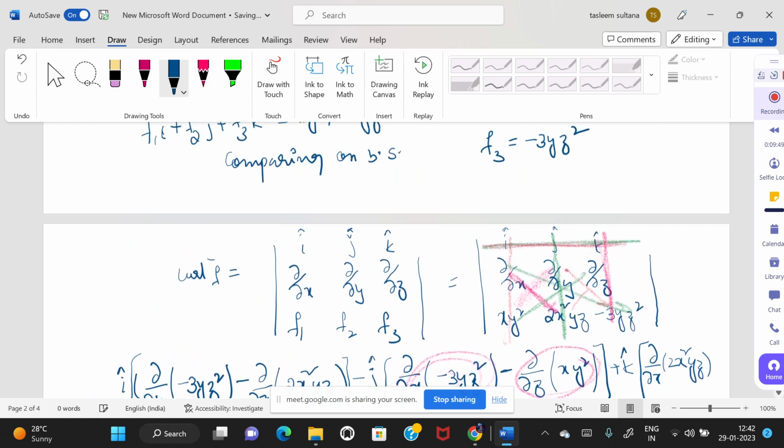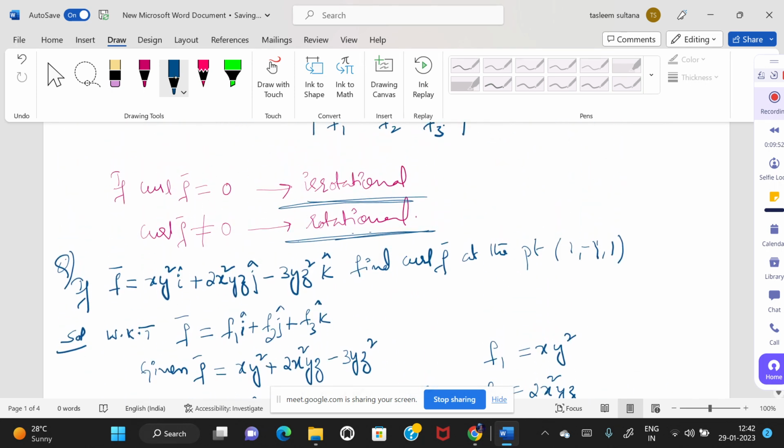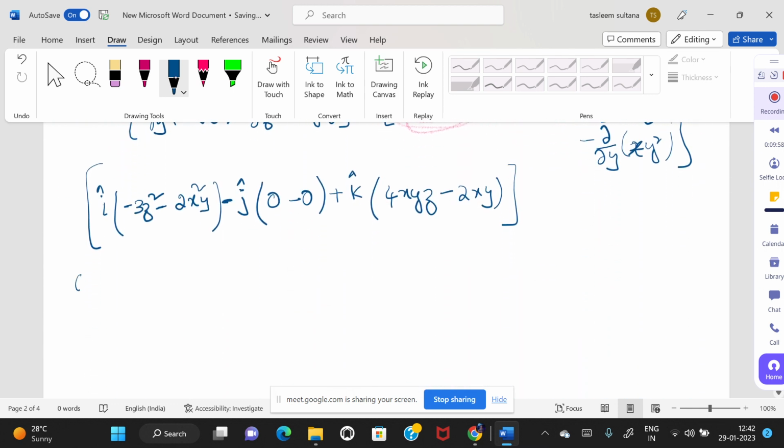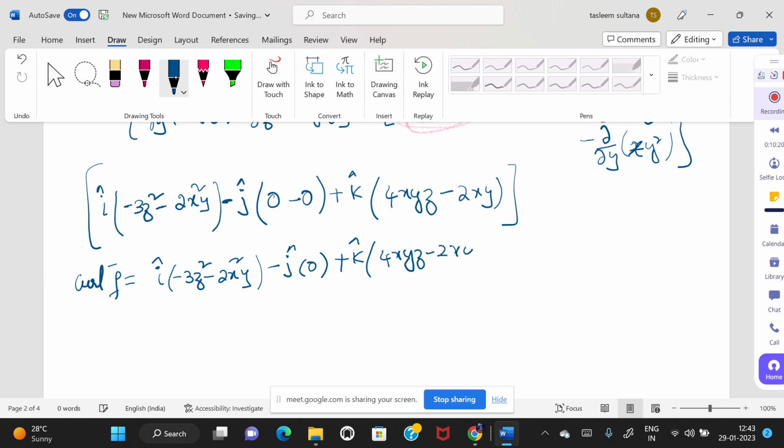Now you have to substitute the values. That is the value of your curl F vector. Curl F vector is equal to i vector of (−3z² − 2x²y). Then the j term completely is equal to 0, j into 0, then plus k vector of (4xyz − 2xy). At the point, what was the point given? (1, −1, 1).